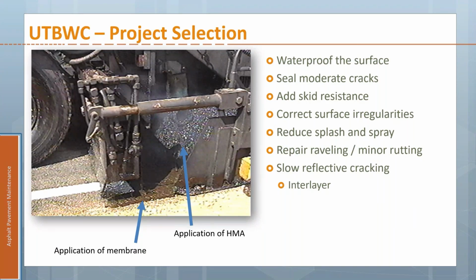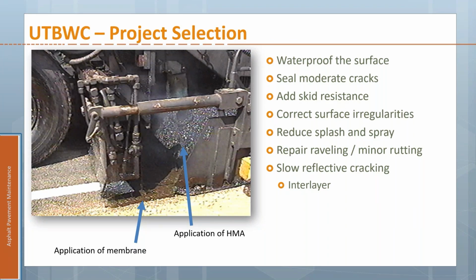Because we're completely waterproofing that surface, that's going to seal some moderate level cracks. So when you're starting to see a pavement that's in a little bit worse condition than what we've used for those other treatments, this one is going to be able to handle a little bit more in terms of cracking severity. It is going to be that open graded material, so we're adding skid resistance. We're correcting some surface irregularities. Again, splash and spray gets better. Since we can fix that surface, it's going to help with raveling and minor rutting. And it's also going to use that waterproofing membrane layer to help slow down reflective cracking.